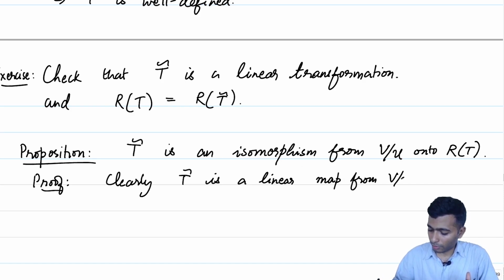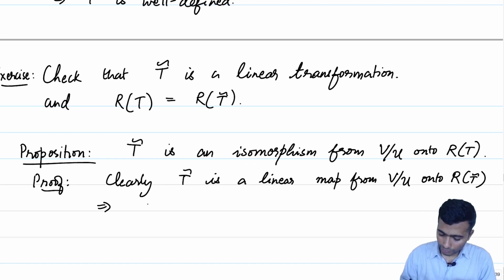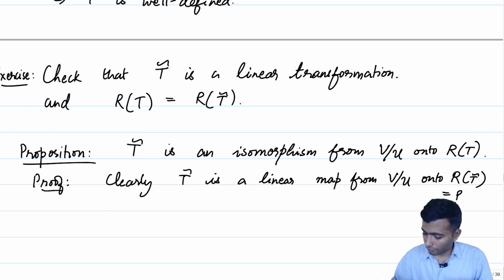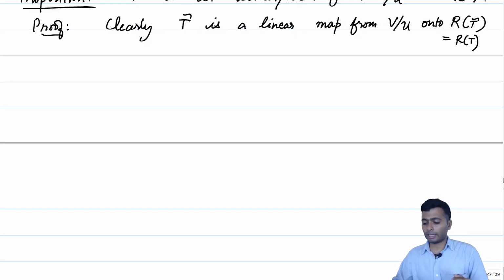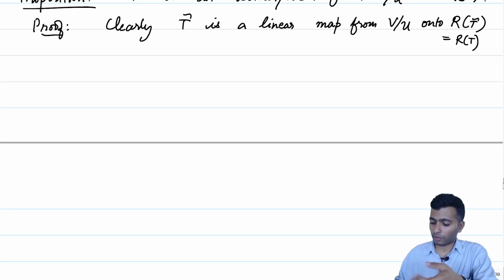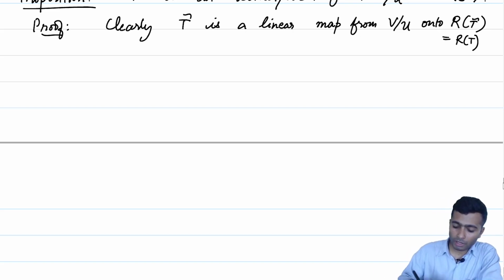from V mod U onto R of T tilde. And again, the above exercise tells us that R of T tilde is the same as R of T. So this gives V mod U, which is equal to R of T. To check that this is an isomorphism onto R of T, it is enough to show that this linear map is both injective and surjective onto R of T. We have already seen that it is surjective onto R of T. It is enough to now check that T tilde is injective. So the claim is that T tilde is injective.